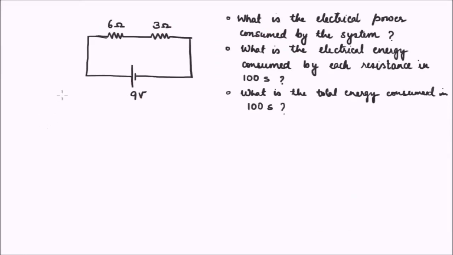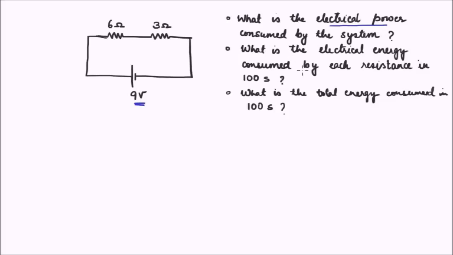Here we have two coils which have resistance, one of 6 ohm and another coil of resistance 3 ohm. They are connected with a battery of 9 volt, and we are asked to find out what is the electrical power consumed by the system. So this part wants us to find the power consumed by the whole system, that is both the coils combined.